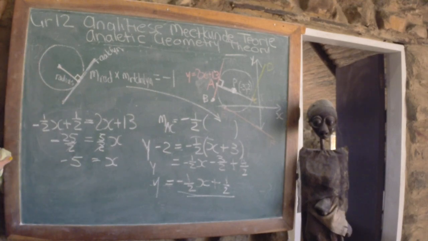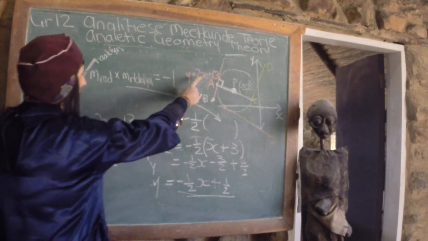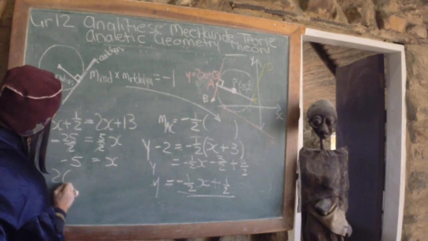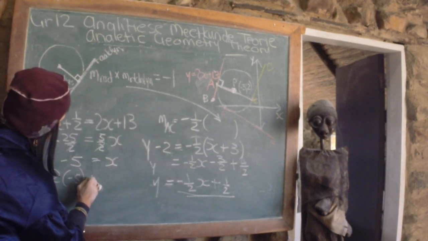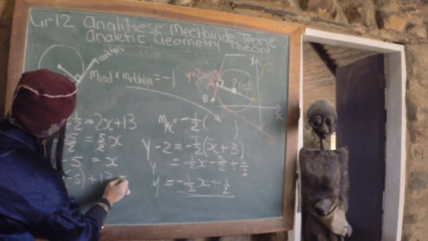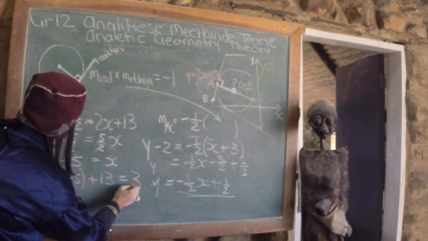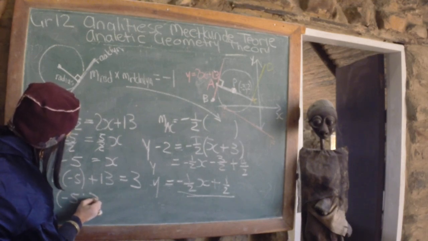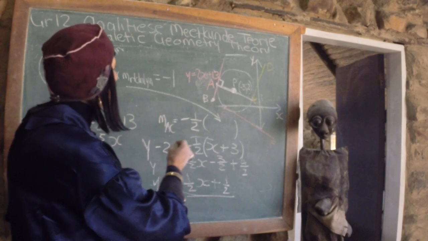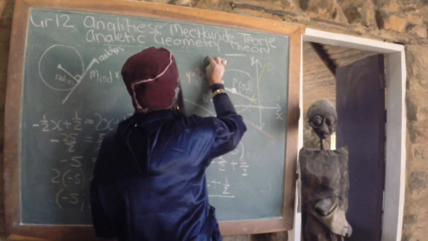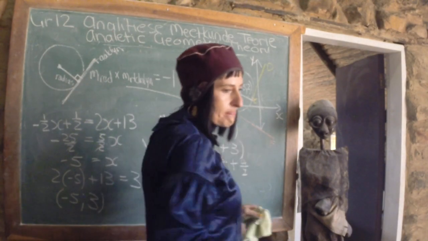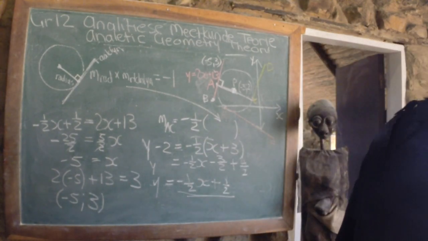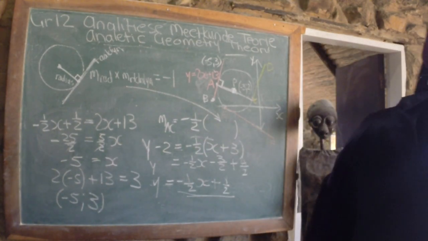That's my x value. If you insert it into that equation, 2 times minus 5 plus 13, to get the y value, it gives you 3. So daai koördinaat is minus 5, 3. Dis my A koördinaat. Minus 5, 3. Perfect. Volgende vraag.